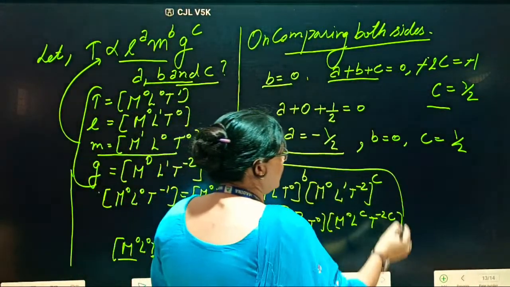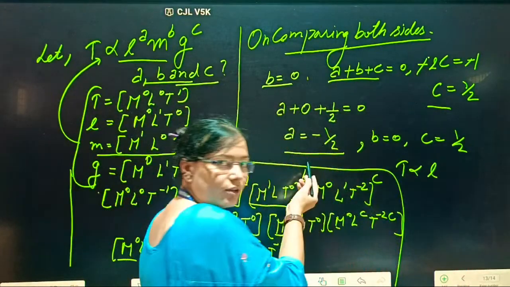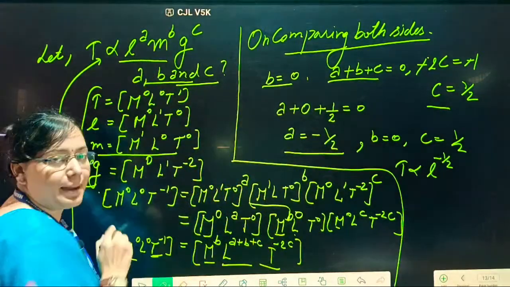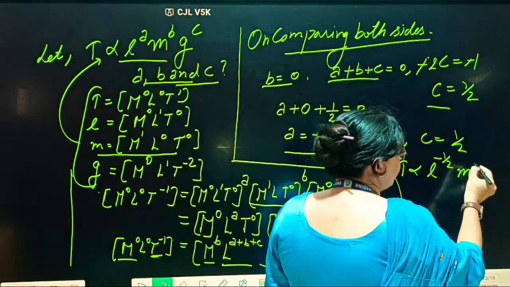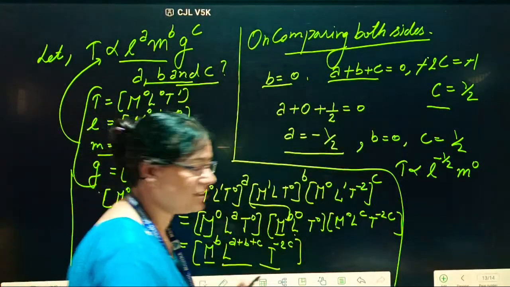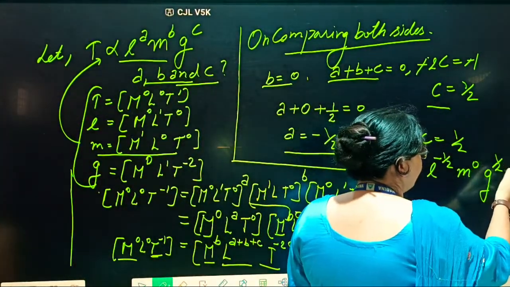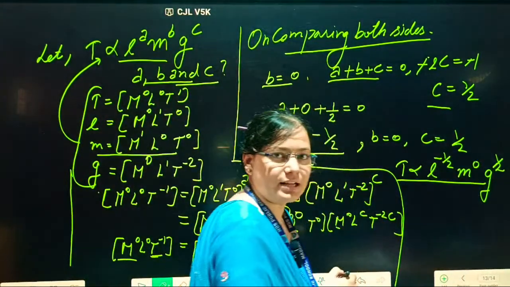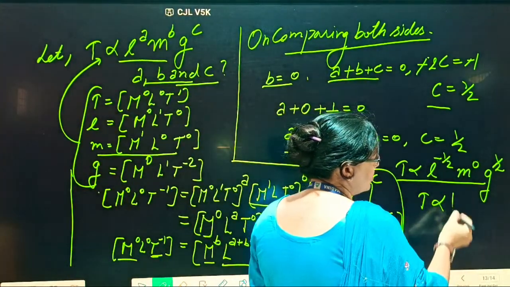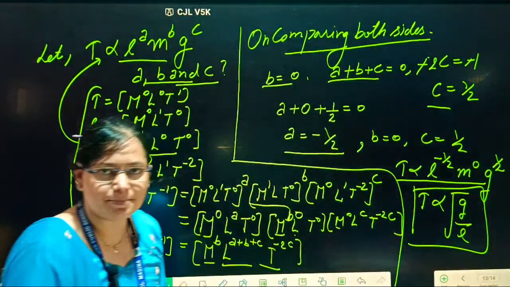Now put the values of A, B, C in the relation. So we can write T directly proportional to L raised to power A, where A is minus 1 by 2. Now M raised to power B, B is 0, that's why its power is 0. Next, G is acceleration due to gravity, its power is C, so C is 1 by 2, we write G raised to power 1 by 2. So our relation came. Since its power is 0, we can leave it. So T is directly proportional to under root G by L. This is our time period for the simple oscillation.